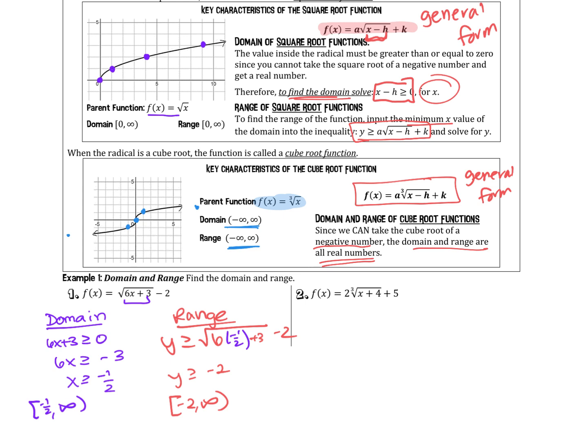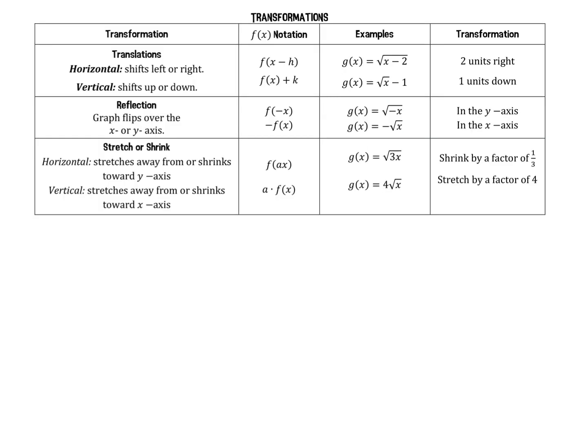Now, for number 2, we're looking at a cube root. And if we're looking at a cube root, it doesn't matter if we have a negative number inside the radical. The domain and the range are both going to be all real numbers, which we're going to write using interval notation. All right, let's talk about transformations.